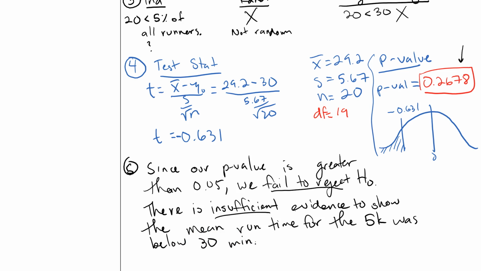All right, so we see again from our sample, we got a mean that was below 30 minutes, but even though it's some evidence that it is below 30 minutes, it's not enough for us to definitively say at a 0.05 level of significance that the mean of everyone is below 30 minutes.